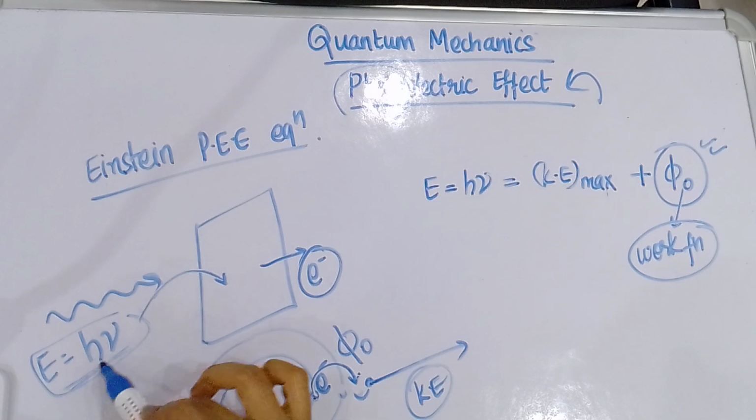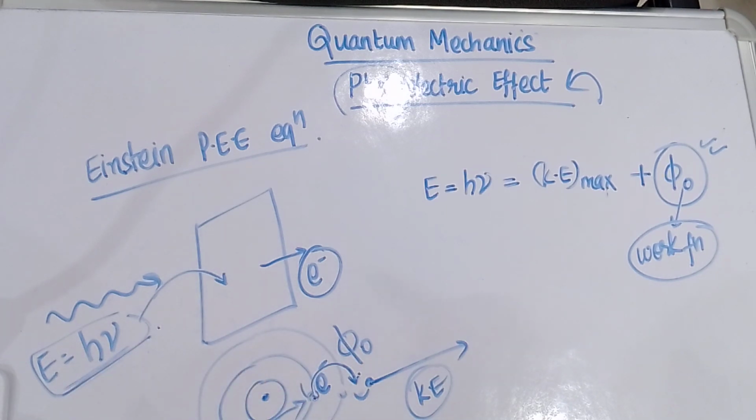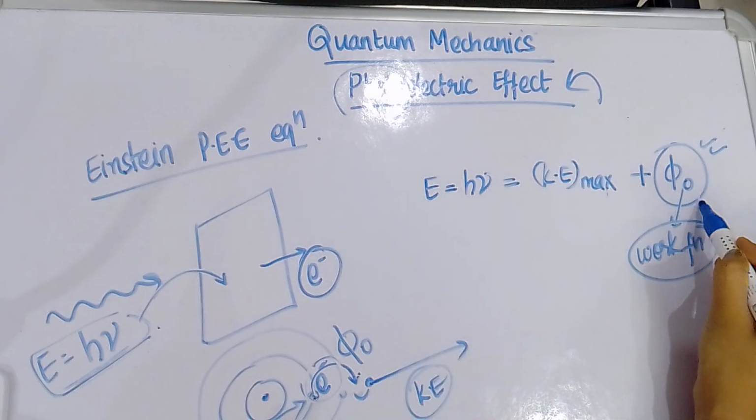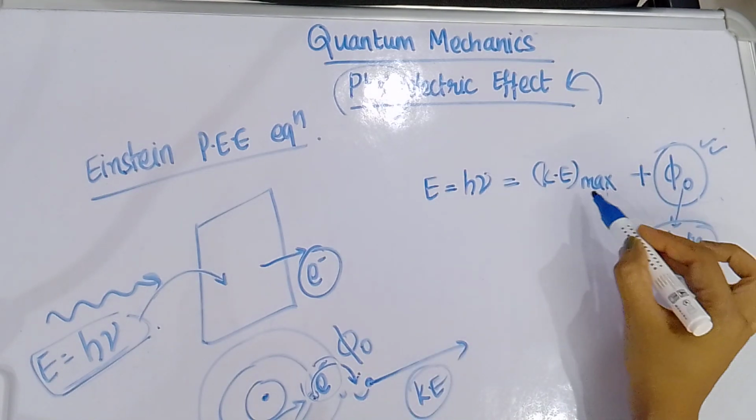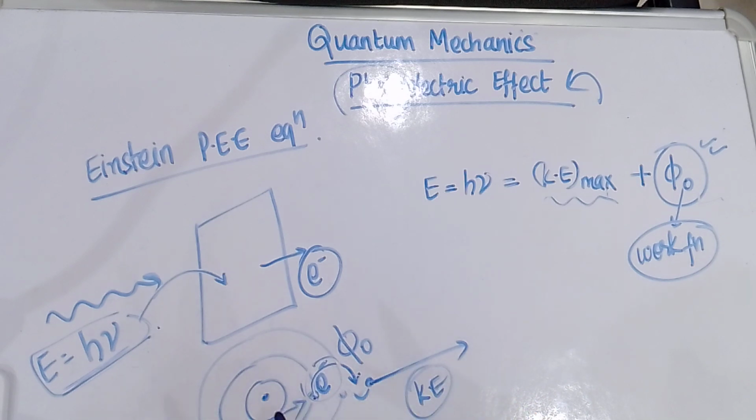So the incident photon has energy E equal to h nu. That energy is supplied to the internal electron to come out of the shell outside. That is one part of the energy being used. The other part of the energy is used for its motion. So the kinetic energy is given to the electron which has come outside. So from that theory we got this equation.